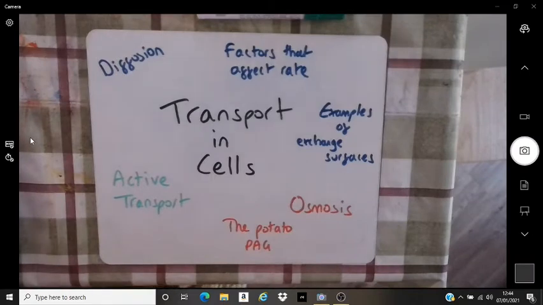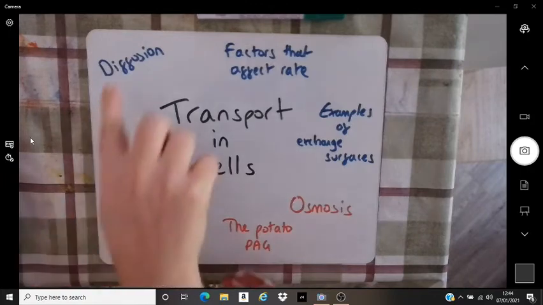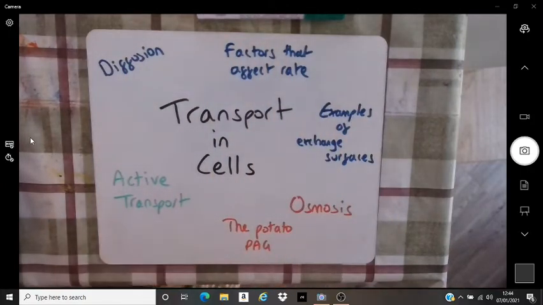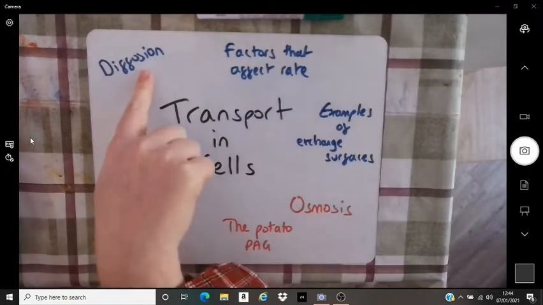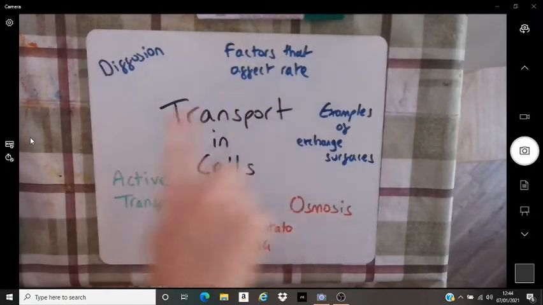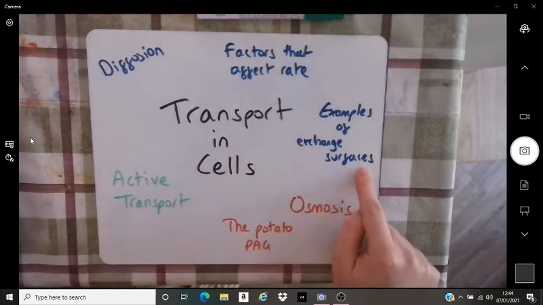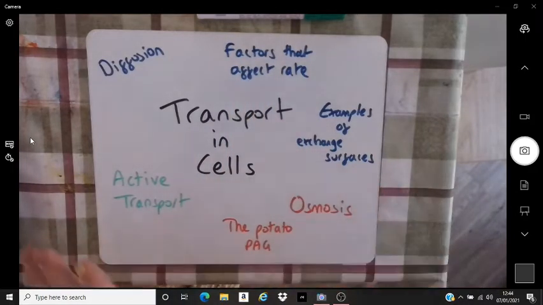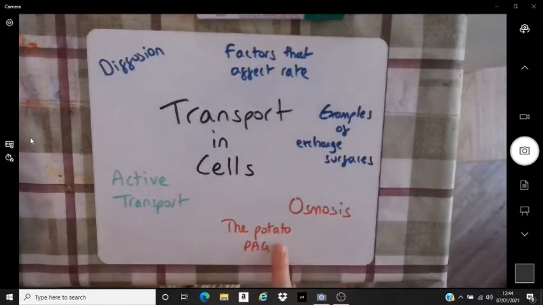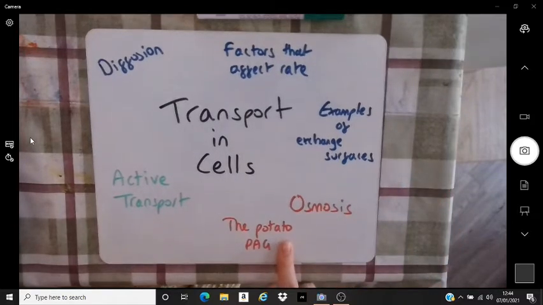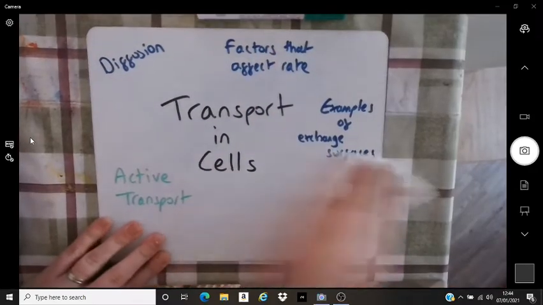Hello, and welcome to a revision video about the GCSE topic, transport in cells. So I've darted around the outside of my title the key areas, key concepts from this topic. We've got diffusion, factors that affect the rate of diffusion, examples of exchange surfaces that diffusion takes place over, osmosis, the osmosis required practical for the GCSE, the potato practical as I call it, and the idea of active transport. So to get straight into it, the very first thing I'm going to do is make a little comparison between diffusion and active transport.